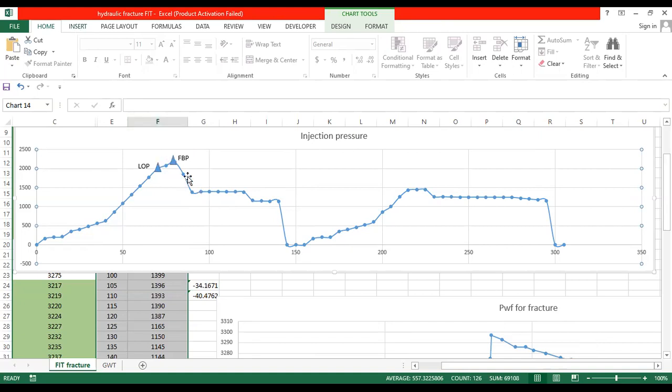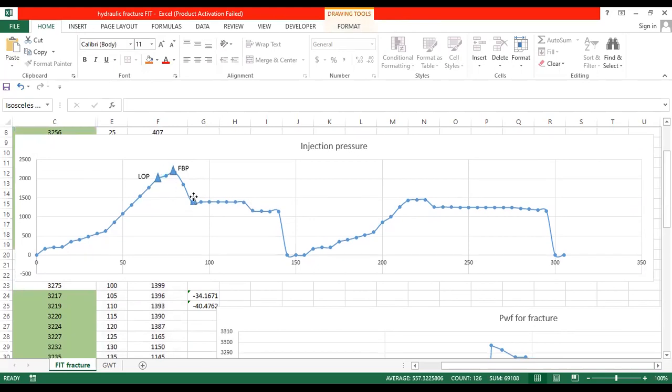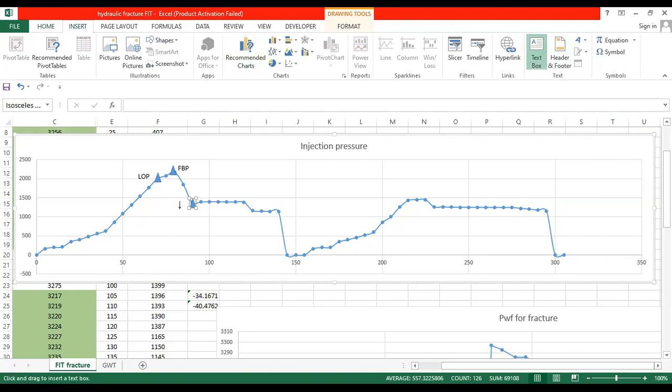So that also will start near to here. Then from here onwards, you can see all the points are almost going in a constant way. So this is fracture propagation pressure, FPP.